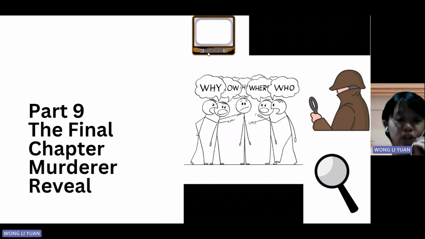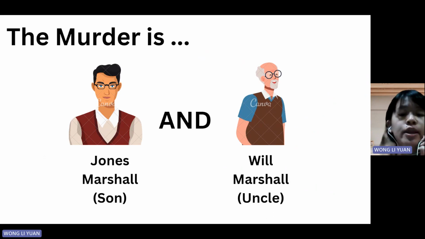Here we come to the last part, which is the final chapter. There are two murderers who killed Mr. Masha. The murderers are his son, Jonas Masha, and his uncle, Will Masha. First, we know that Mr. Masha stated the murderer has a strong motive.